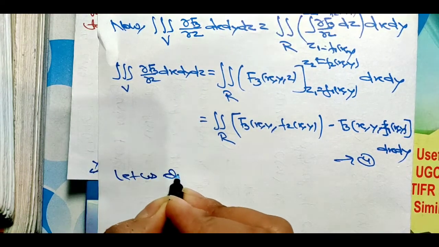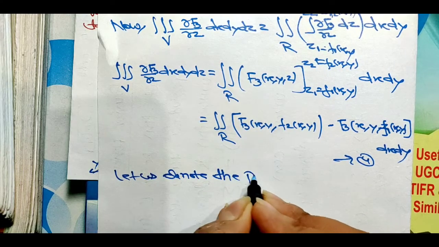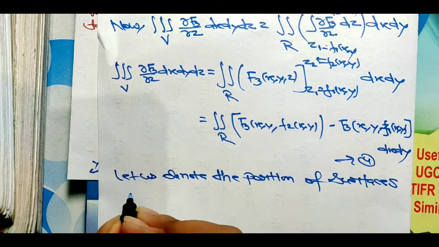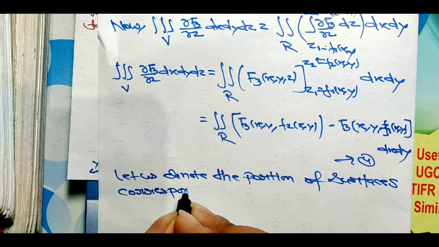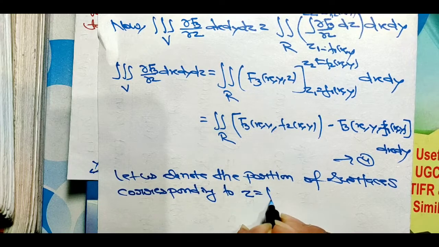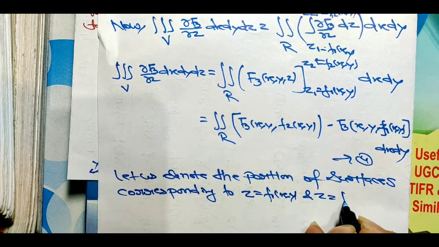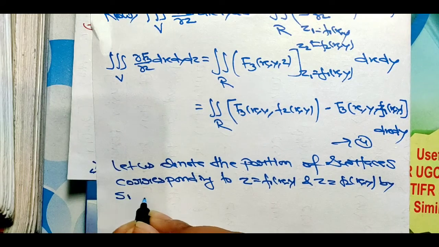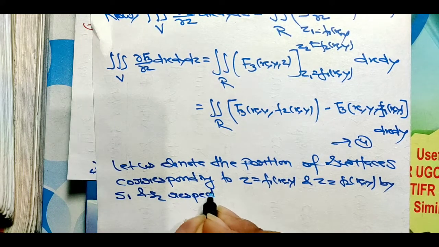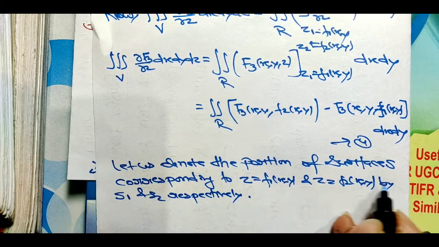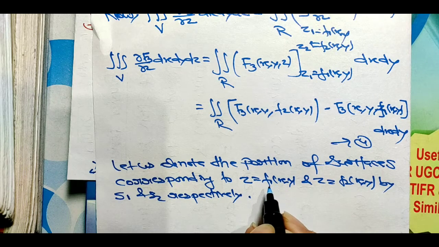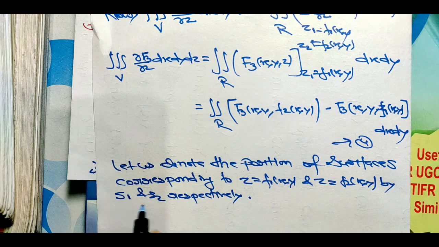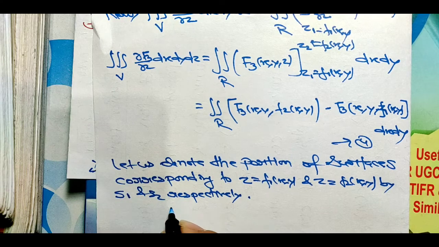Now let us denote the portions of the surface S corresponding to z = f1(x, y) and z = f2(x, y) by S1 and S2 respectively, which I have already made you understand. We are taking the surface S in two parts. The equation of one part is f1(x, y) and the other part is f2(x, y), and the two parts are denoted by S1 and S2 respectively.